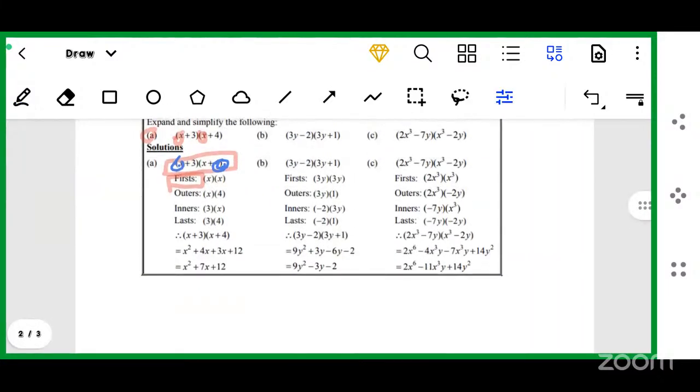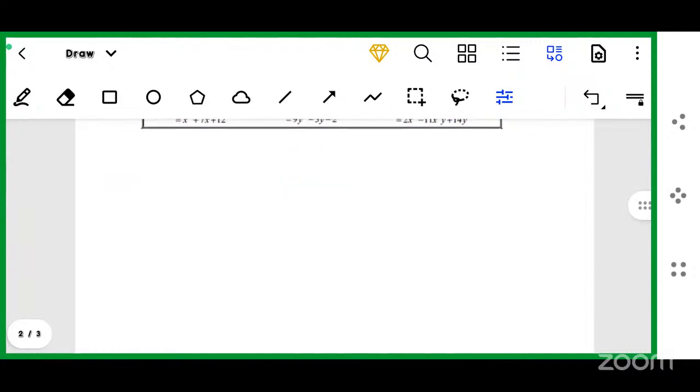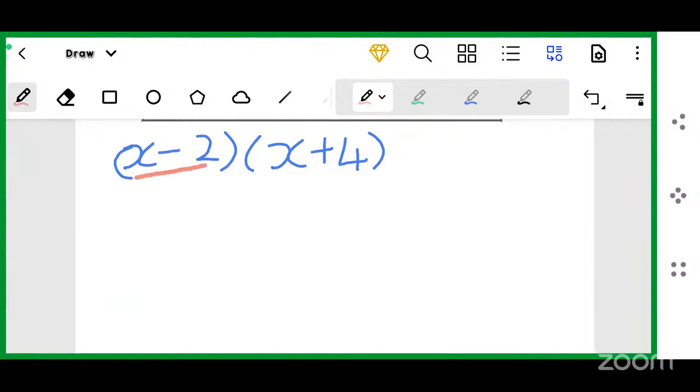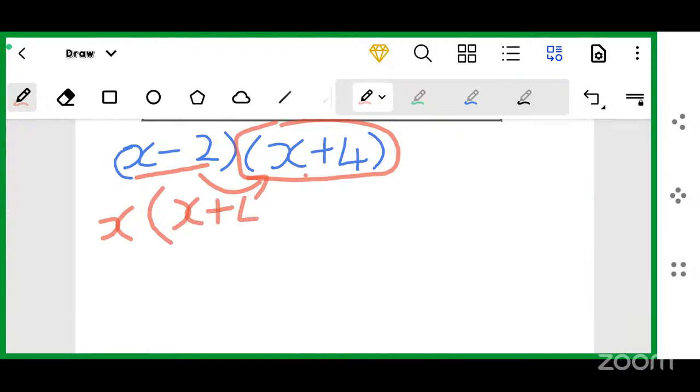So let me make a simple one. Let's say we have x minus 2 and also x plus 4. First thing first, making it simple, you can multiply these. Let's say we remove our x, we are multiplying the second bracket. So you open the bracket and copy the second part. That's the first part we're going to do. So what do you do first?